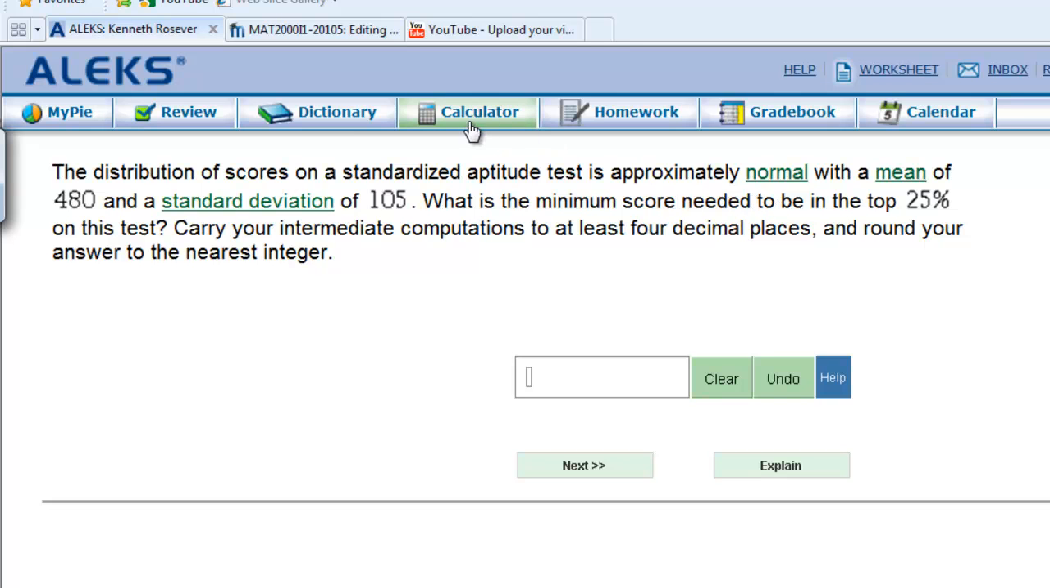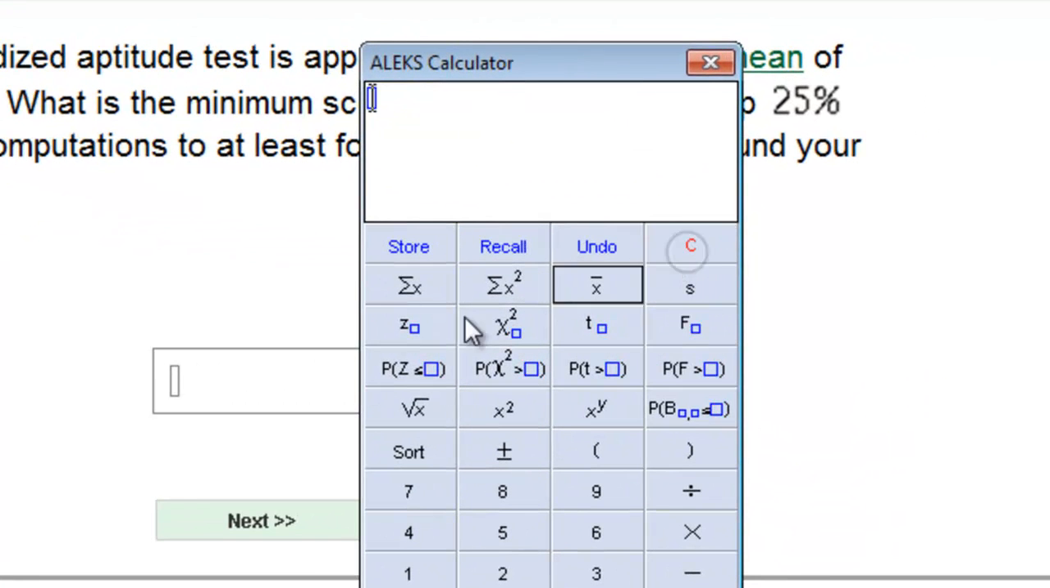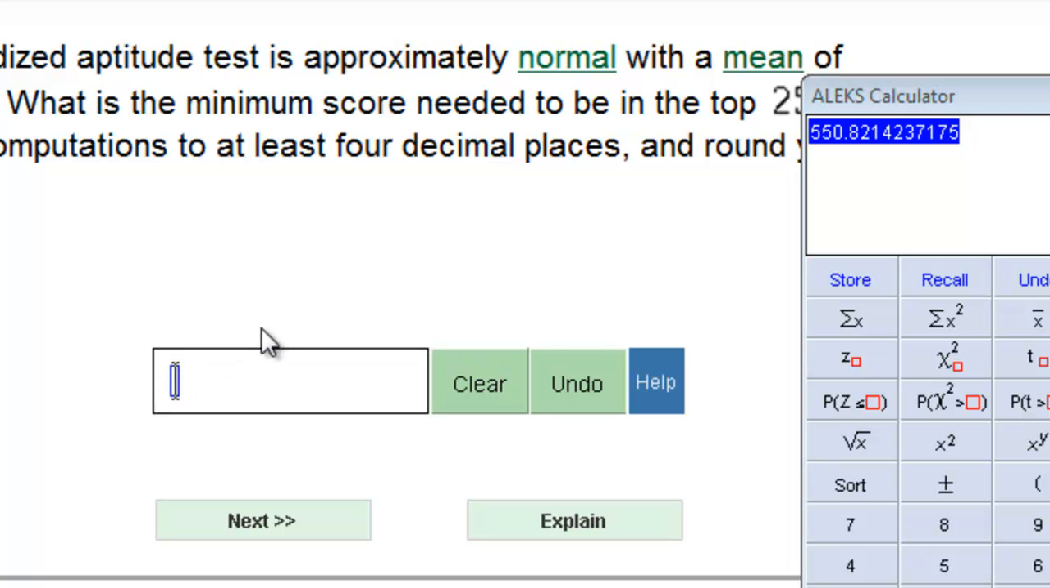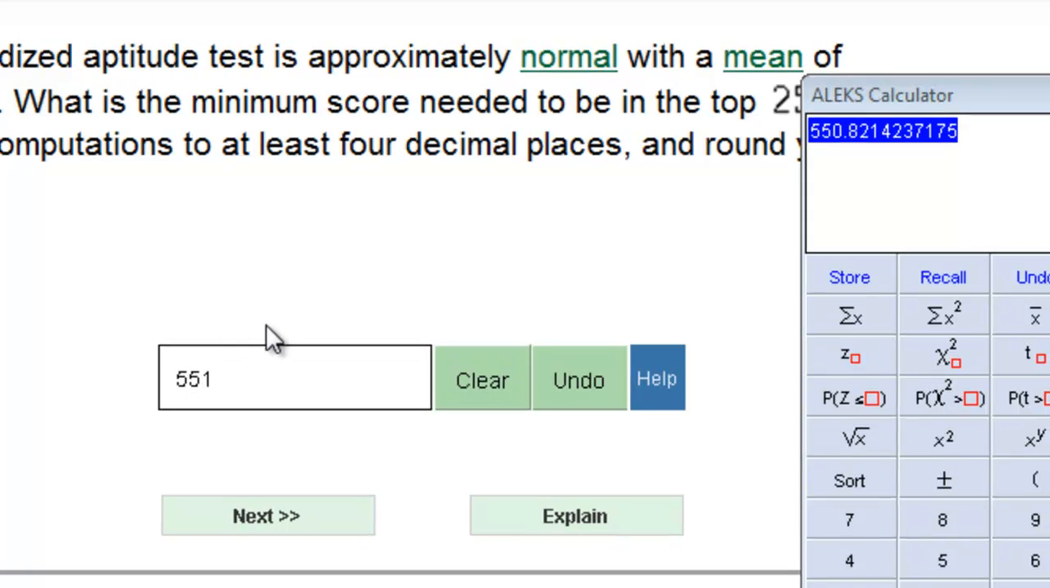So we need to find the z that cuts off the top 25%, so we go z of 0.25. Once we find that, we're going to multiply that value times the standard deviation, which was 105, and we're going to add to that the mean. Z times sigma plus mu is the same as mu plus sigma z. It doesn't matter what order I do the multiplication in or what order I do the addition in. And my answer is 550.8. So we're going to round it to the nearest integer and say 551.